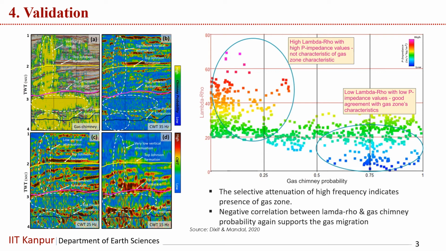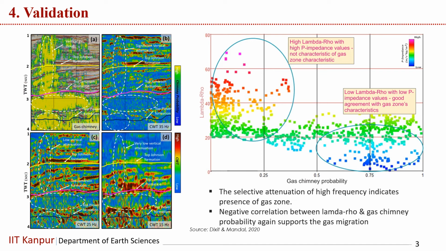Here you can clearly see that for the highest frequency, that is 35 Hz, we are able to see maximum attenuation corresponding to the gas chimney. This again supports the fact that the results highlighted by the neural network are very convincing.